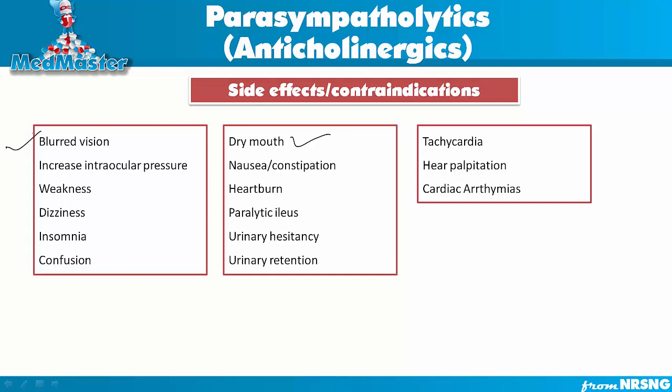So: blurred vision, increased intraocular pressure, weakness, dizziness, insomnia, and confusion. Dry mouth, nausea and constipation, heartburn, paralytic ileus, because it's going to go to the gastrointestinal system. It's going to slow down the GI system as well. It can cause that one. It can worsen the urinary hesitancy and can cause urinary retention as well.